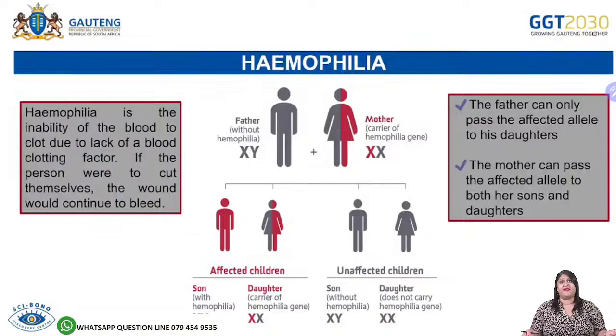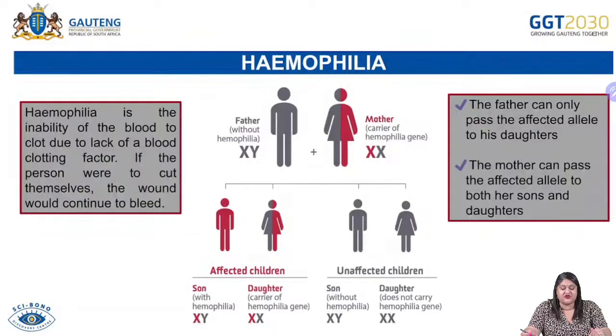Okay, most of the time, the sex-linked traits or genes that are carried on the sex chromosomes have to do with disorders, right? So let's look at what hemophilia is. Hemophilia, you need to know this, is the inability of the blood to clot due to a lack of the blood clotting factor.